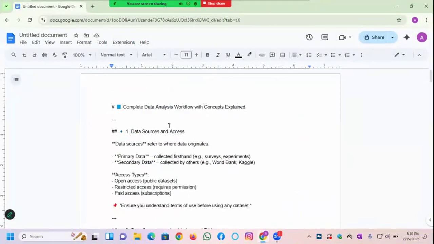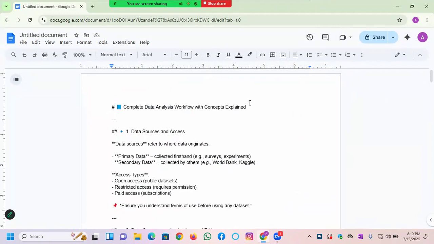Complete data analysis workflow with concept explained. Now, if you are working in a company, it will be more or less task-based. Of course, we'll be given instructions, but not directly the way we are accustomed to when we started off. Much more of what we are going to be doing will be of our own discretion and everything that has to do with the need of that company or organization.